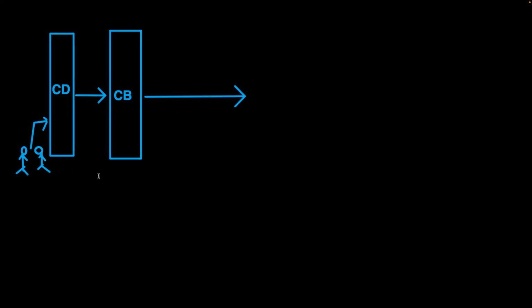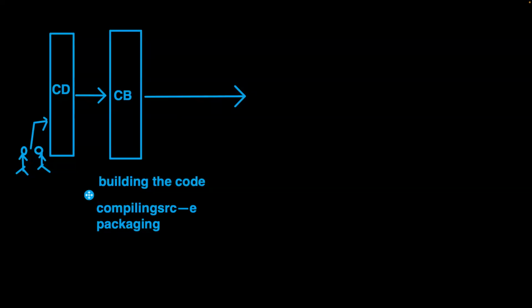Building the code is nothing but compiling and packaging the code. Compiling is nothing but converting the source code into executable code. Converting your source code into executable code is called compiling. Again, what is meant by converting source code into executable code?